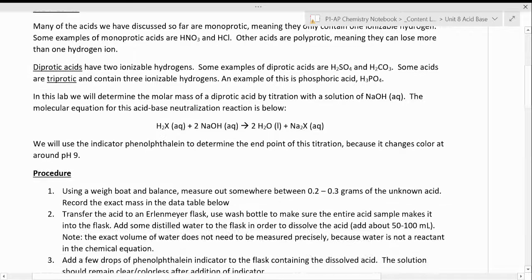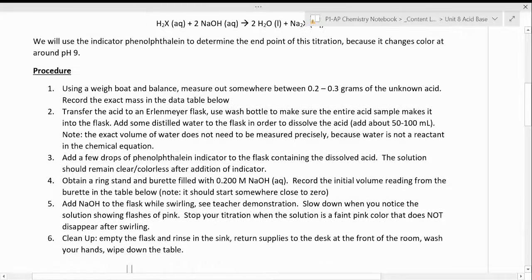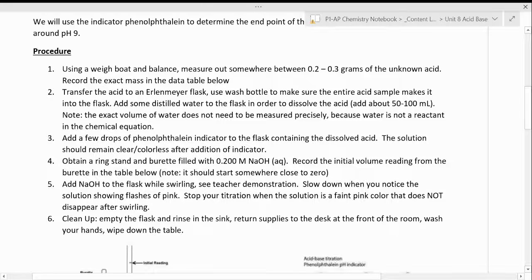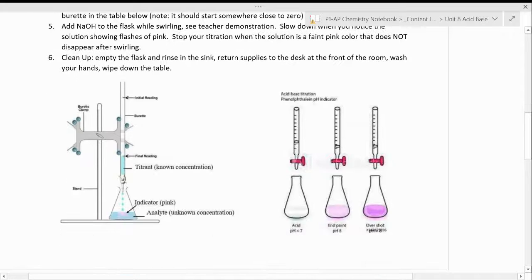I'll just talk through the directions here. Our end goal is to find the molar mass of the acid, which is in grams per mole. So we need to measure the mass of the acid precisely. We're going to weigh out a certain amount of acid, record it in our data table, and then put it in our Erlenmeyer flask, add an indicator to our flask, and then put some base into our burette.